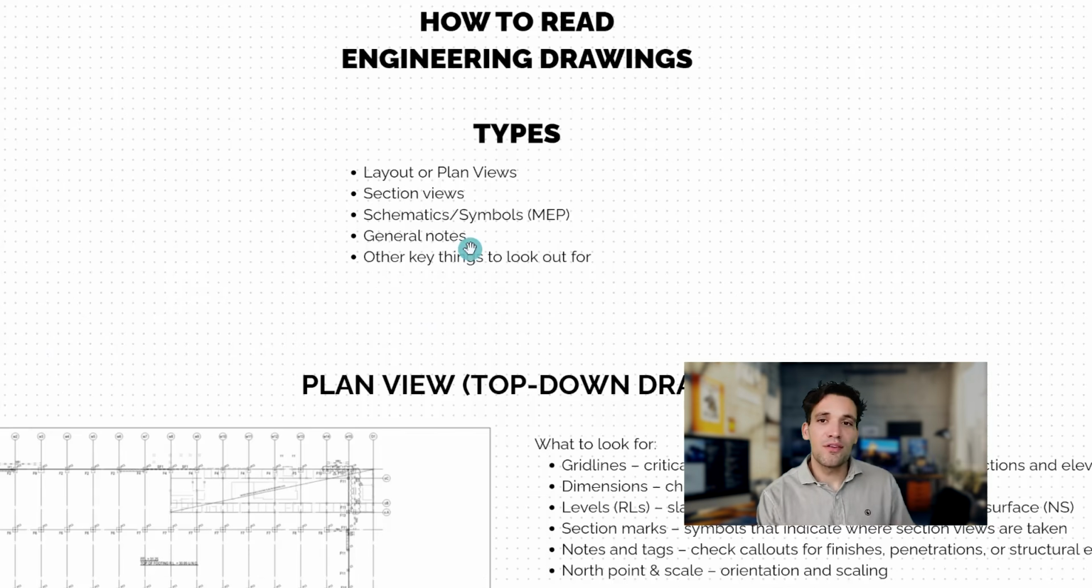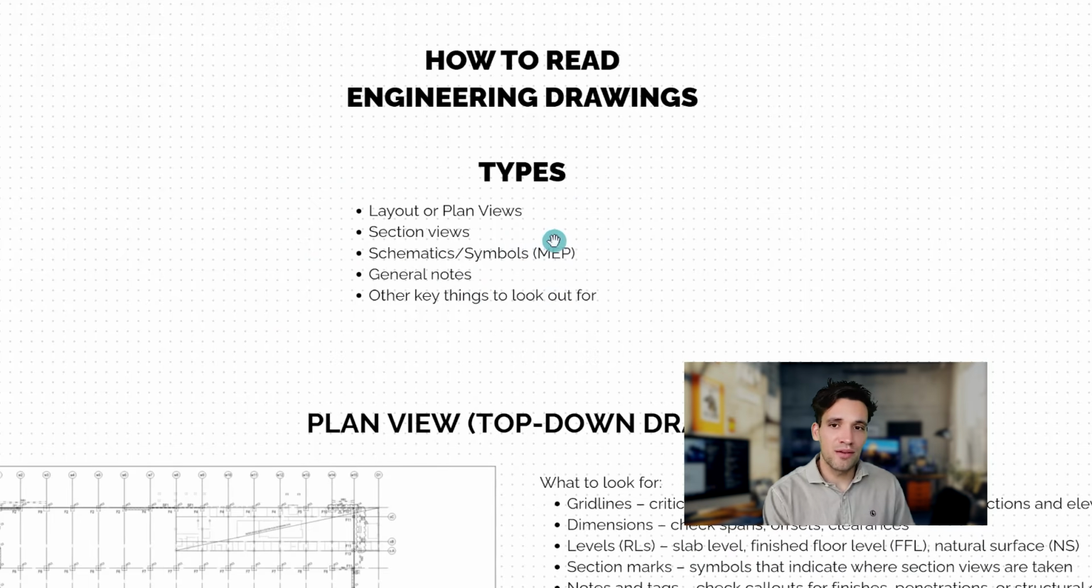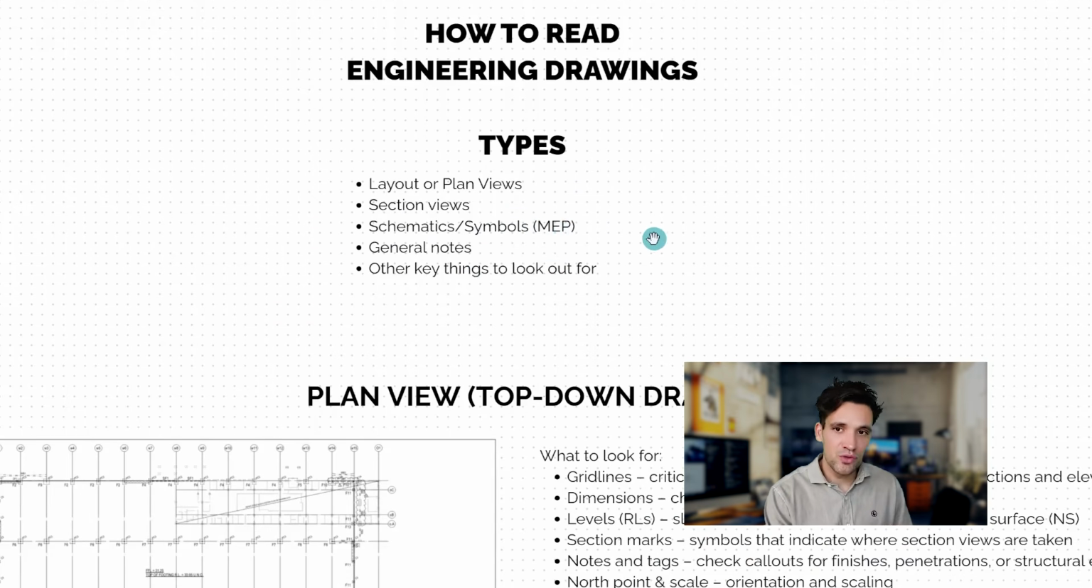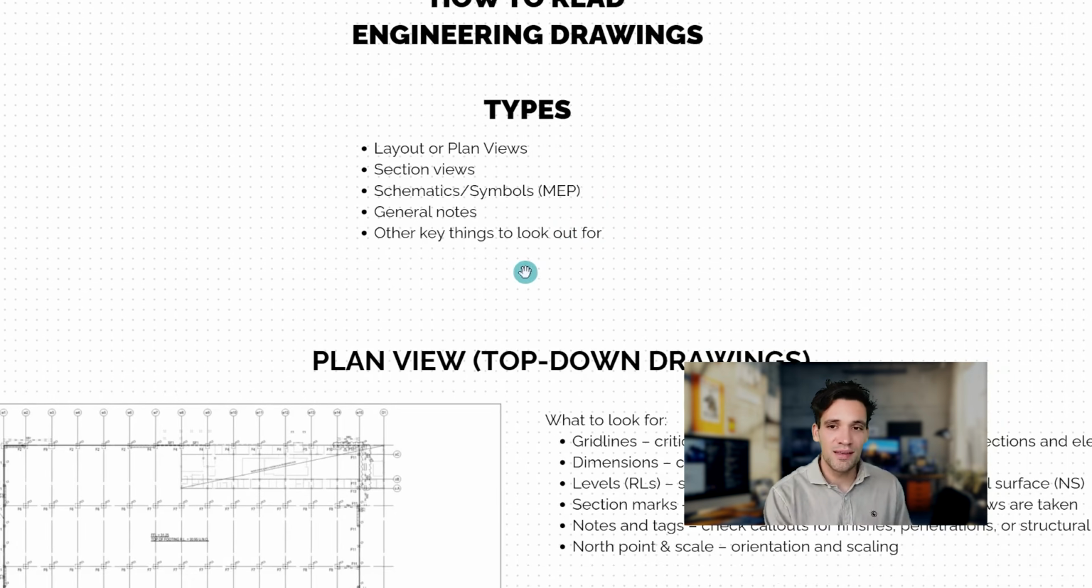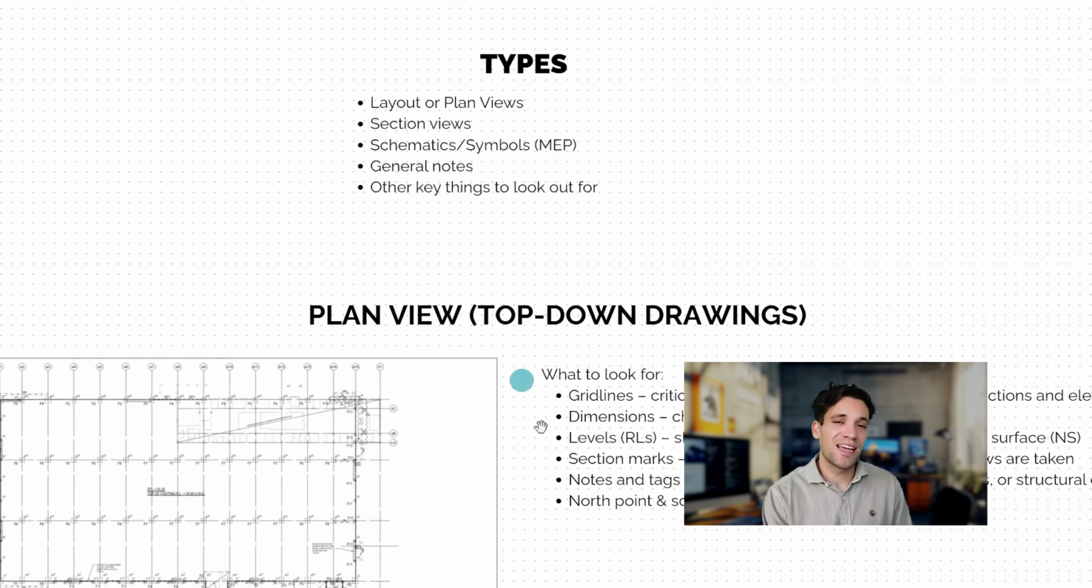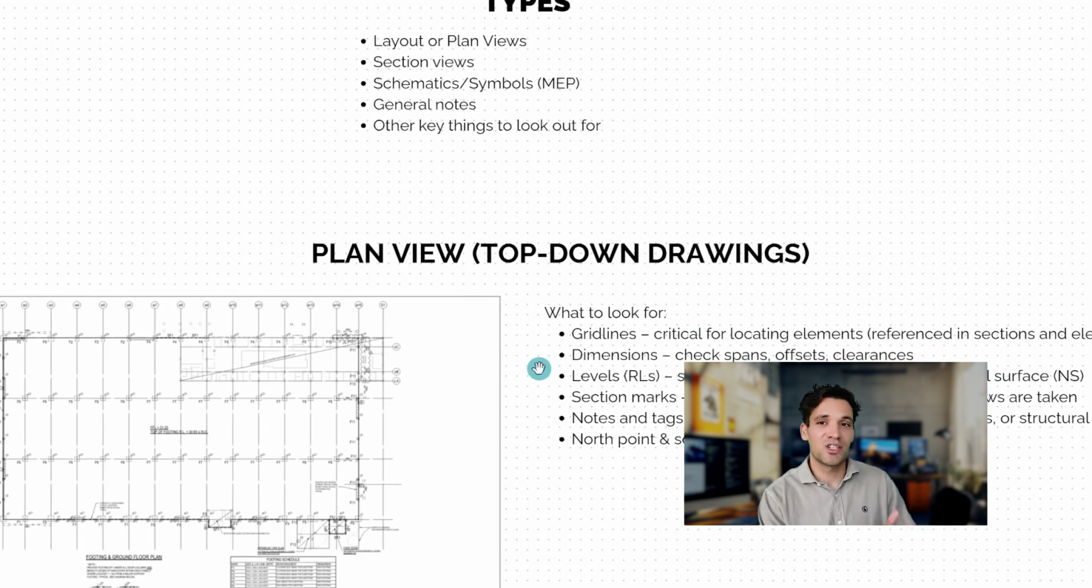So there's really 5 important types of construction drawings. We've got layouts or plan views. We have section views, we have schematics or symbol representations, which is much more common when we're talking about mechanical, electrical, and plumbing. We have general notes, and then there'll be some other typical things we need to pay attention to, like specifications and other supporting information, like, for example, architectural schedules.